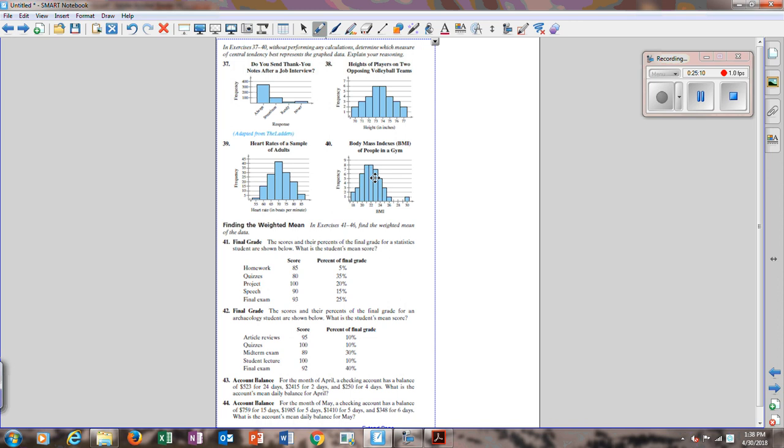By the way, number 38, mode could have worked too. So it could have been mean, median, or mode. Any one of those would have worked because of how symmetrical it is.